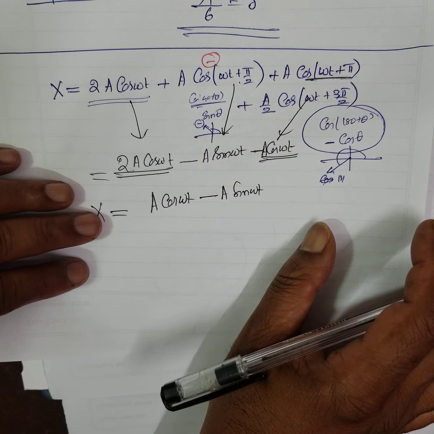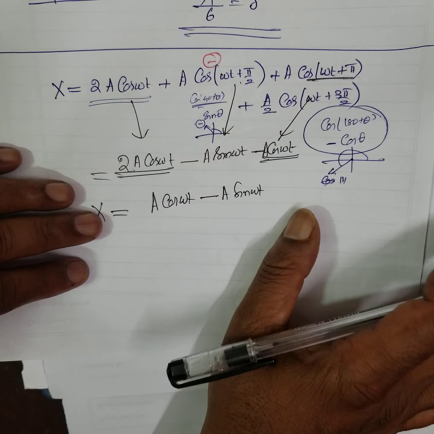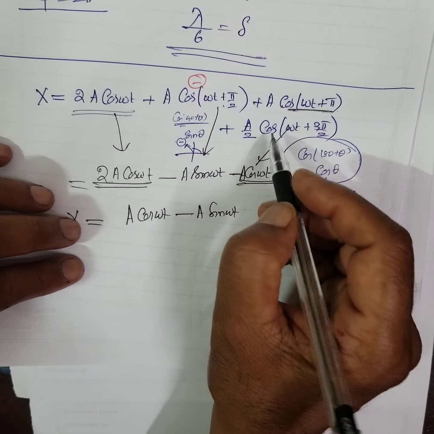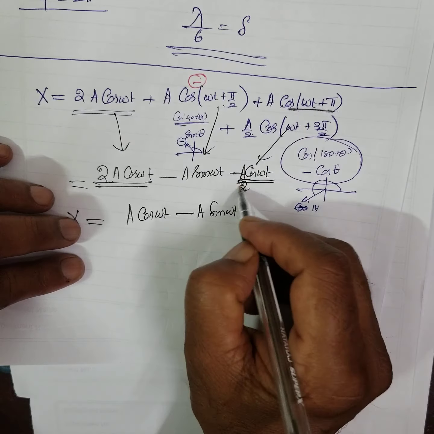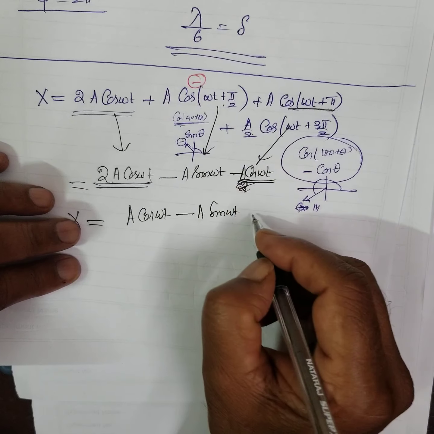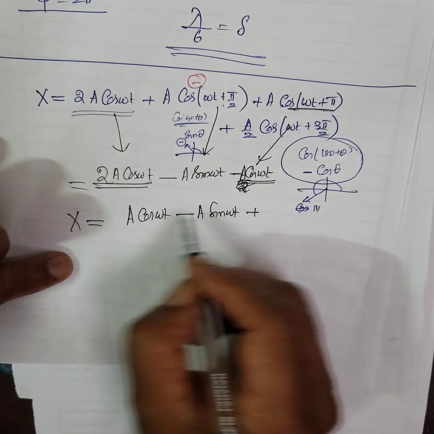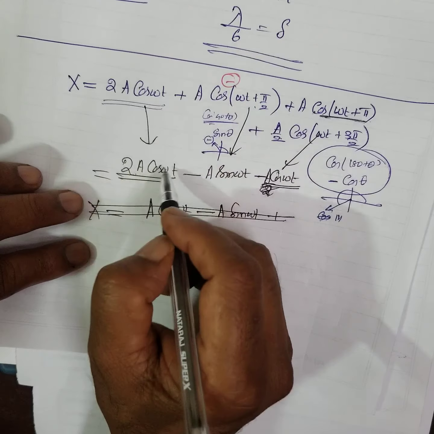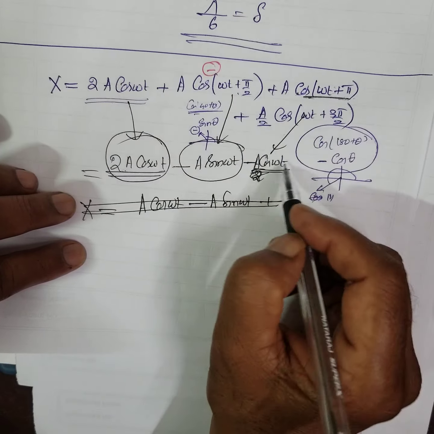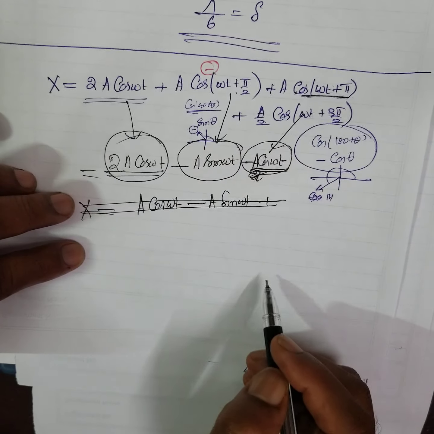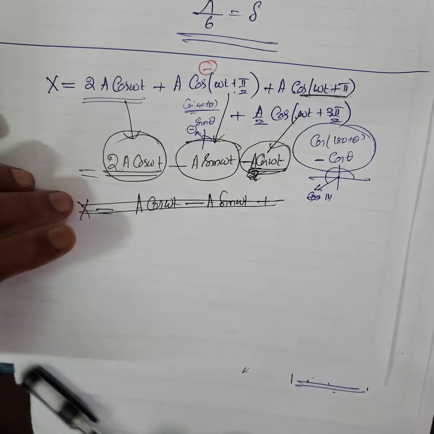Then what is the a by 2? This is a by 2. Therefore, plus a by 2. And see, this is cos, a by 2. Plus, sorry, I left off this one. See, this is a cos omega t. This is minus a sin omega t. This is minus cos omega t. Then what about this one? This one we have not simplified.